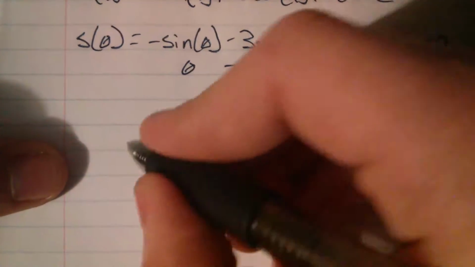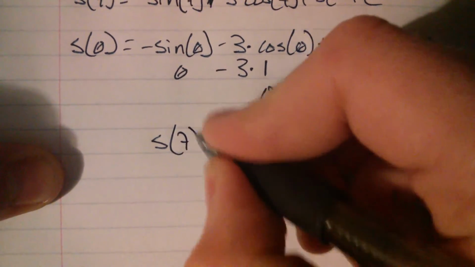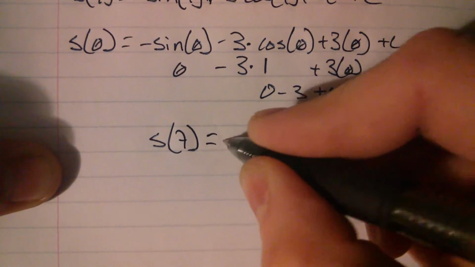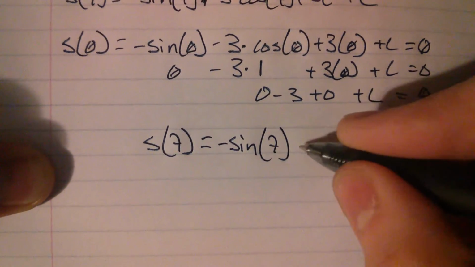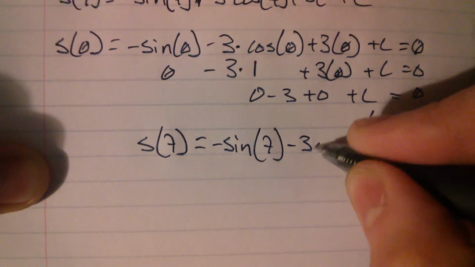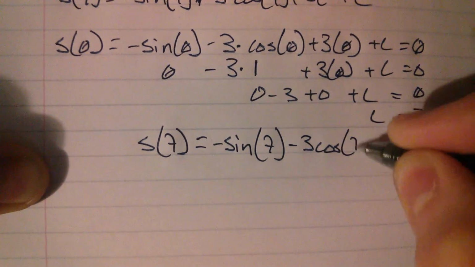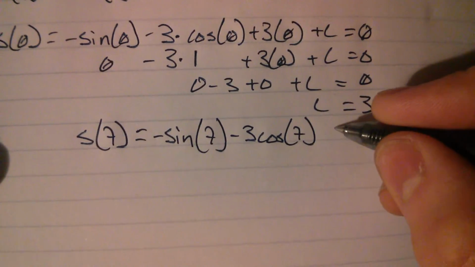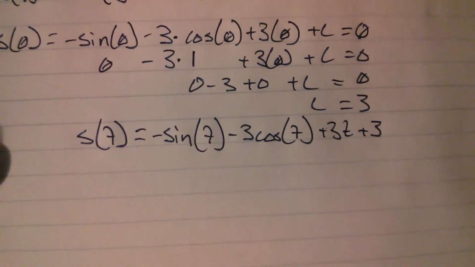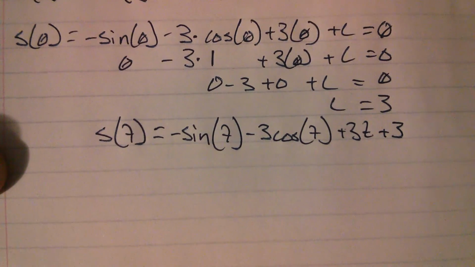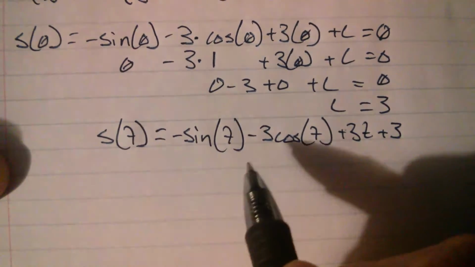So our general equation for position at time t is equal to negative sine at t minus 3 cosine of t plus 3t plus 3. And that's our answer. So using that, we can find the position at any time t of this particle.